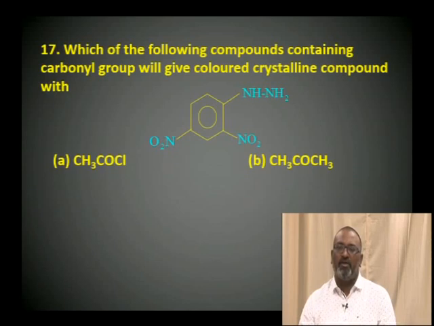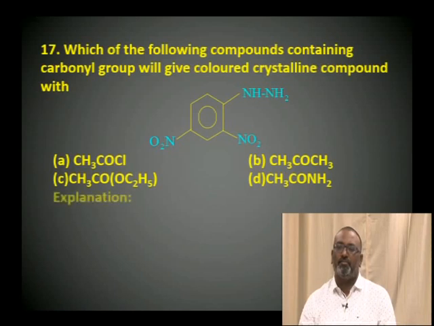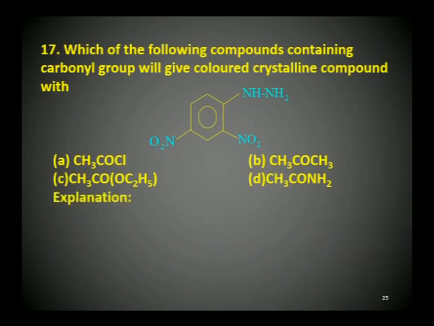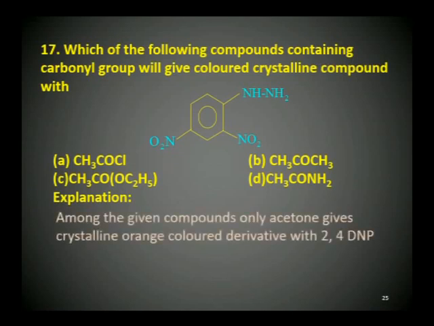CH3COCl, which is acetyl chloride, CH3COCH3, acetone, CH3COOC2H5, and CH3CONH2, acetamide. Among the given compounds, only acetone gives a crystalline orange colored derivative with 2,4-DNP, that is, 2,4-dinitrophenylhydrazine. So the answer is B.